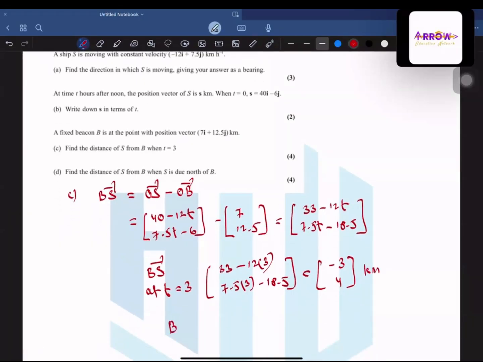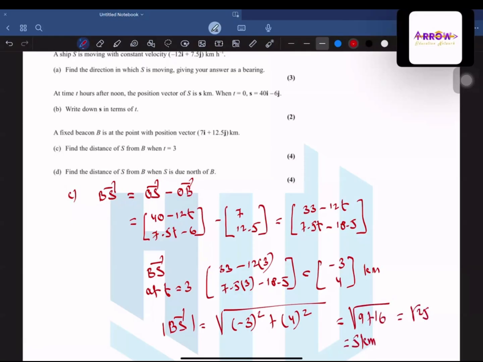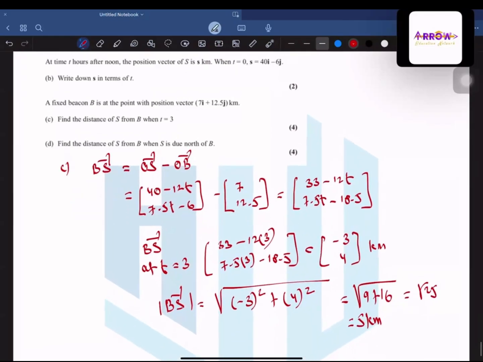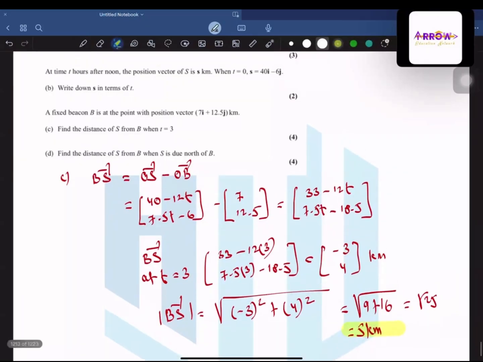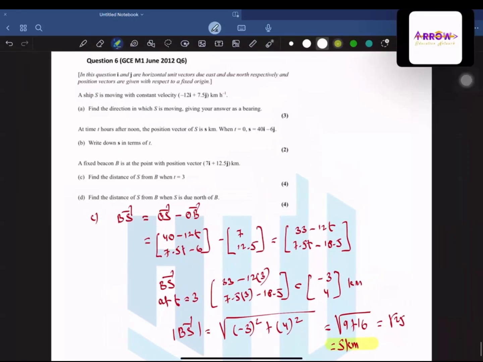Now I'm going to find the magnitude of this BS vector. Square root of (minus 3) squared plus 4 squared, which means square root of 9 plus 16, which is square root of 25, which is 5 kilometers. This is the distance of S from B when t is equal to 3. This is supposed to be your answer to part C. All right, so now let's move on to the next part.